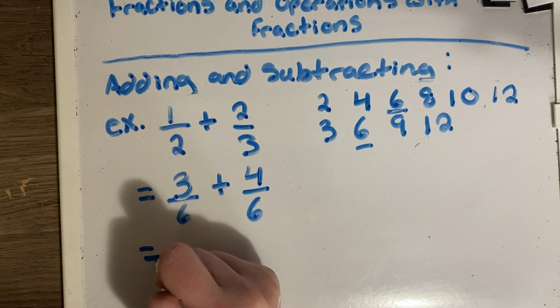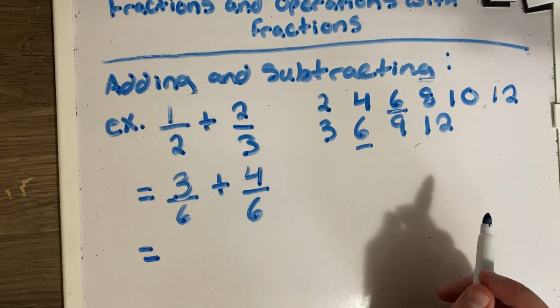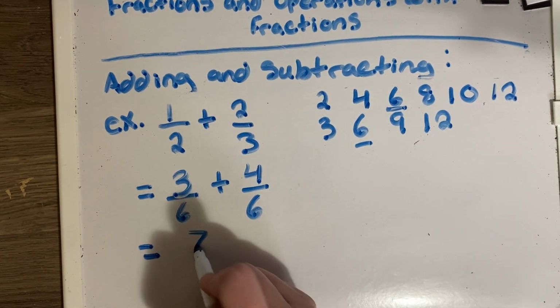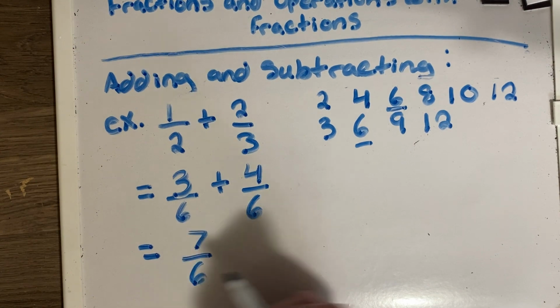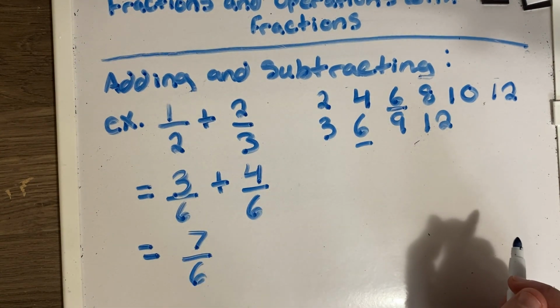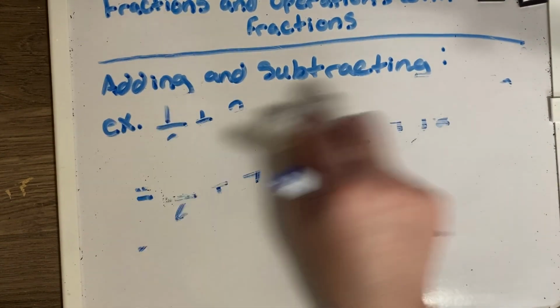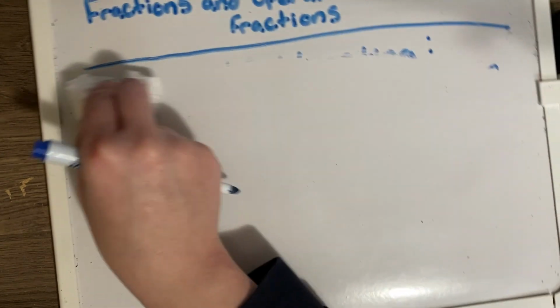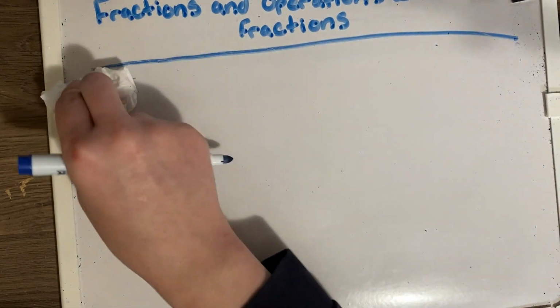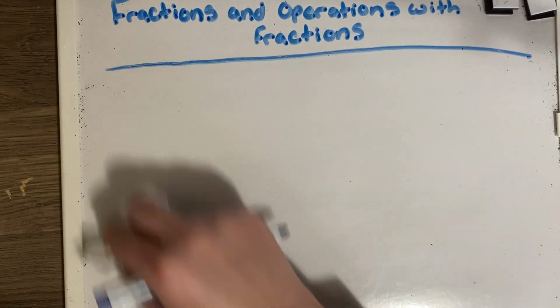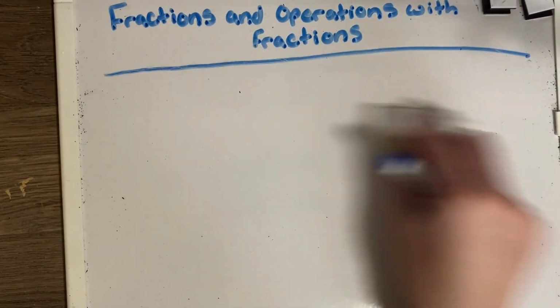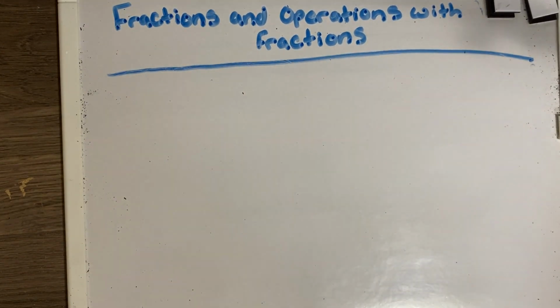And then we just add the numerators like normal. So 3 plus 4 is 7, and then you keep the denominator. So this is an improper fraction, and the answer is 7 over 6. And then the same rules would apply for subtracting, except the operation you would use would be subtraction, and you wouldn't add the numerators.